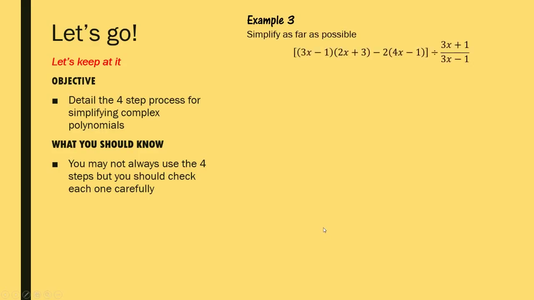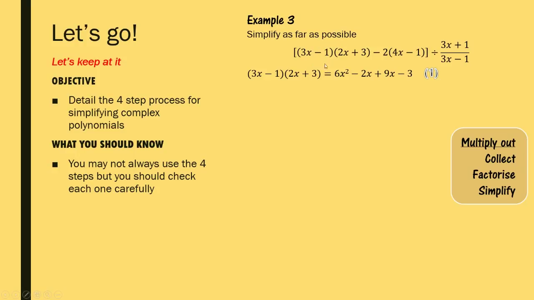So example 3, we're going to simplify this as far as possible. Again, another one. This is actually from a past paper. There's a lot in this, and I'm going to take it through the 4 stages: multiply, collect, factorize, and simplify. So I'm going to multiply it out first.